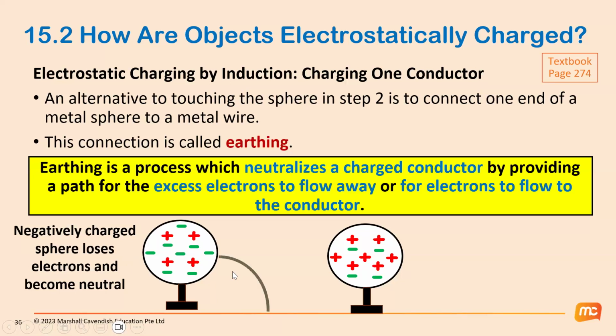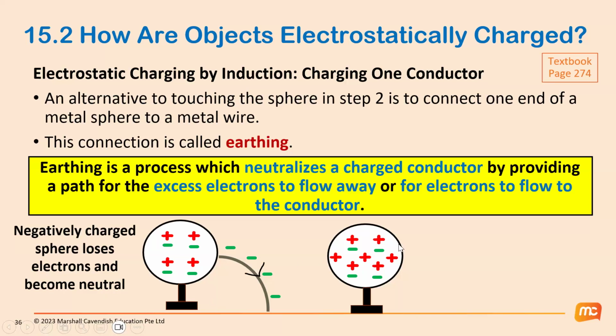Earthing means I'm going to connect a wire to it and touch the ground. The moment I earth it, earthing is a process to neutralize it. I don't want so many negative charges because I have too much negative charge. I don't want so many electrons, so the extra negative charge will now go down. When the extra ones go down, I have an equal number of plus and minus. I will lose electrons and I will become neutral.